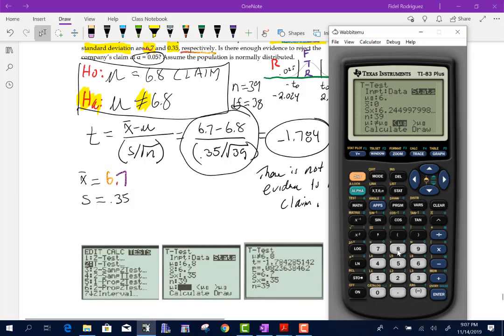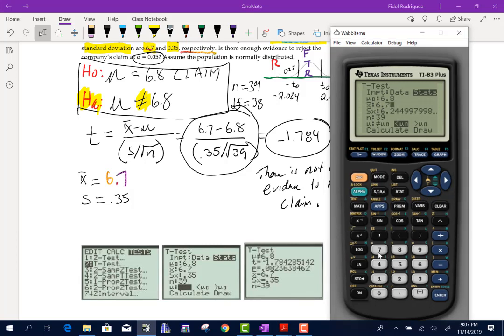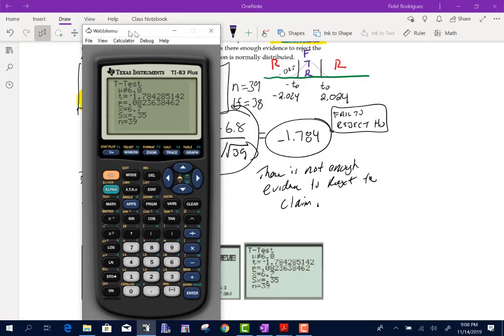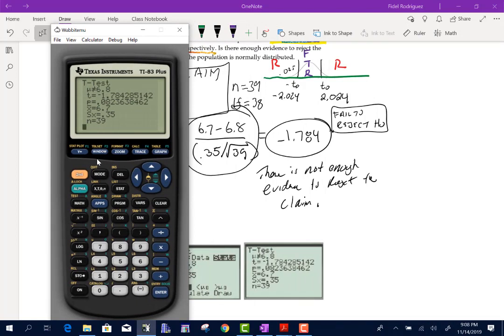6.8. Okay. Our x bar, what was our x bar in this case? 6.7. There we go. What was our s? 0.35. What was our n in this case? Do we know? 39. Okay, n was 39. There it is. Now my question to you: left tail, right tail, two tail? Two tail. So look at the first one, where it says not equal to. That's going to be my two tail. And then I'm going to go to calculate, hit calculate, and then hit enter after that.